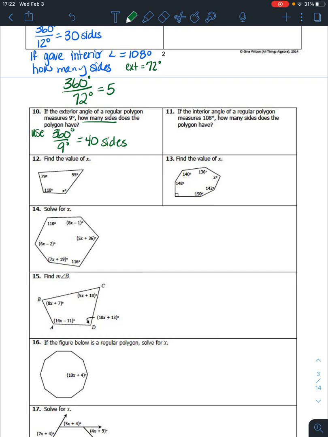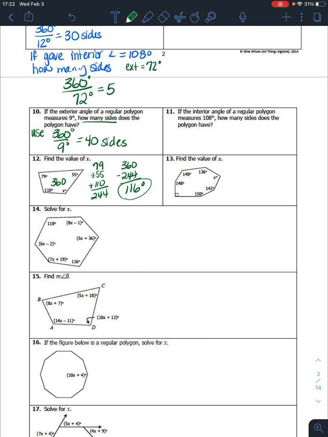Okay, so number 12, find the value of x. Well, in order to find the value of x, I need to know what all of those angles add up to be. I know the easy way with quadrilaterals, just memorize: quadrilaterals equal 360 degrees. So 79 plus 55 plus 110 is 244. So I've used up 244 of my 360 degrees. If I take 360 and subtract 244, the leftover, the x, is 116 degrees.